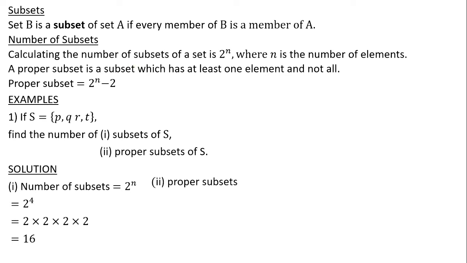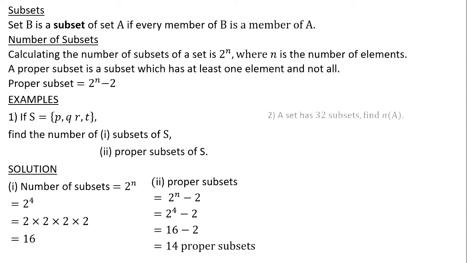Part 2, proper subsets is equal to 2 to the power n minus 2. Where there's n, we'll replace the 4. So we have 16 minus 2, which gives us 14 proper subsets.